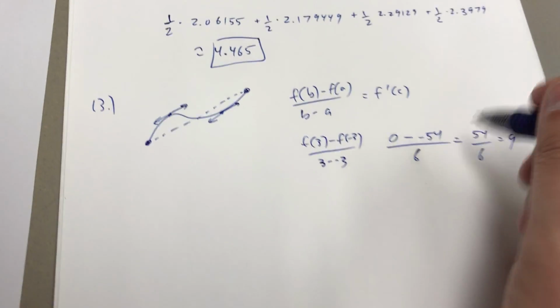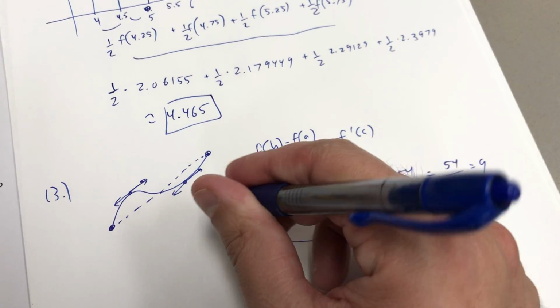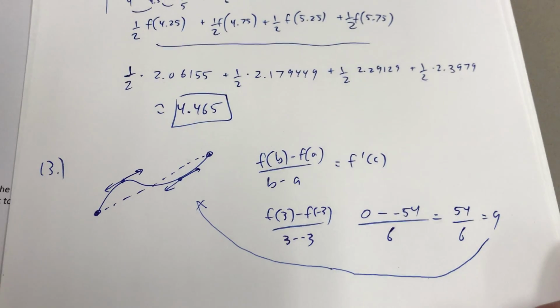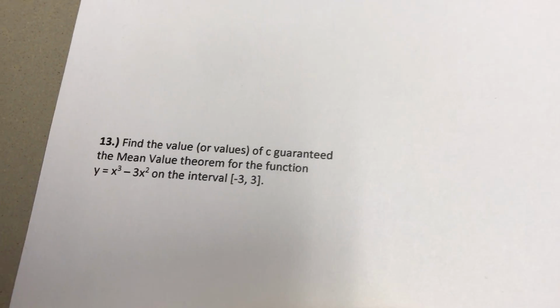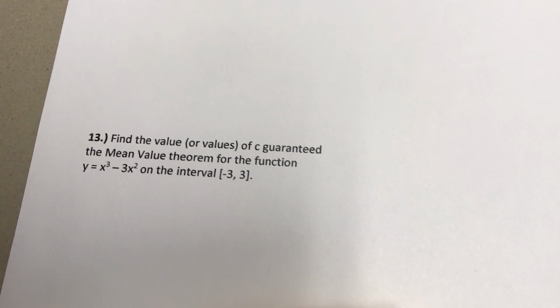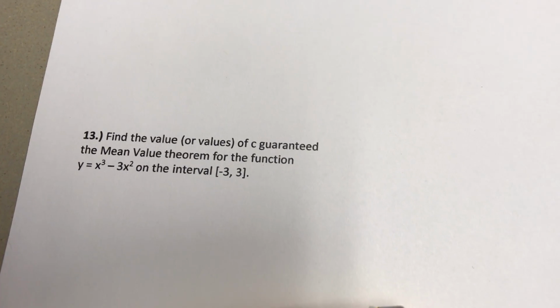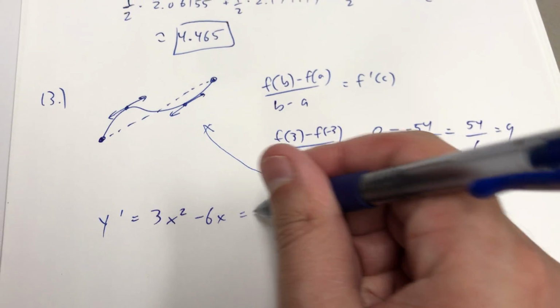So like in this, if it looked like this, which it probably doesn't, our slope would be 9. And we want to figure out where is the slope 9? Where is the derivative equal to 9? So we're going to go back to our function. I need the derivative, and I want to set that equal to 9. So the derivative is going to be 3x squared minus 6x. And I want to set that derivative equal to 9.